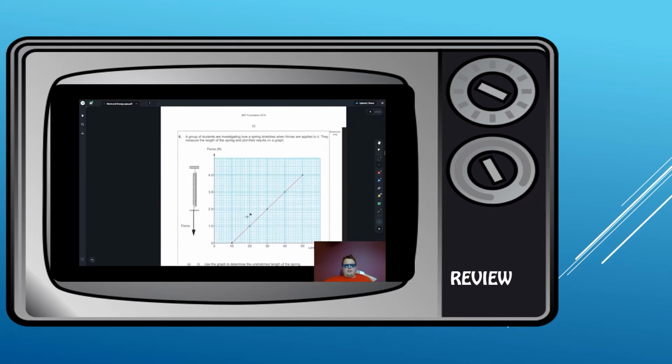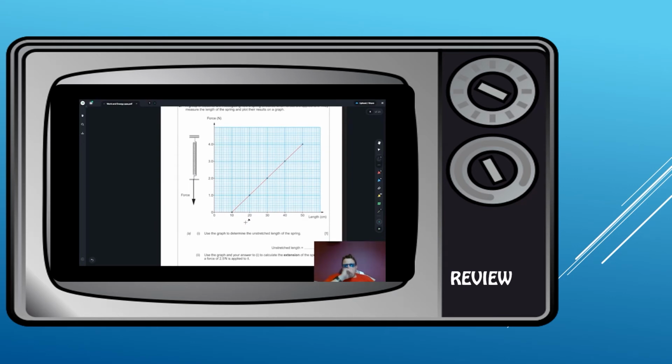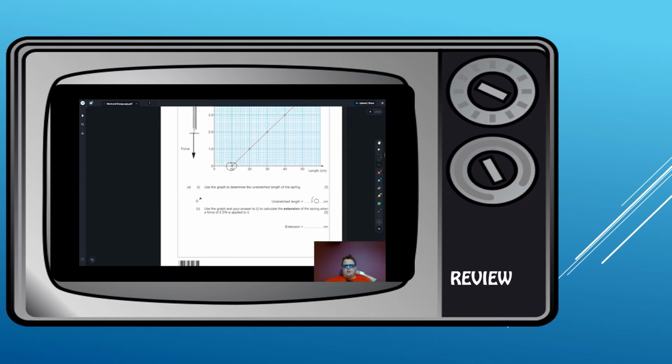Okay, right, so we've got another spring question. 2019 foundation, Question 6. Use the graph to determine the unstretched spring length. So that's going to be there. That's 10 centimeters. When we apply no force, that'll be the unstretched. Use the graph to calculate the extension when we apply 2.5 newtons. So 2.5 newtons gets us to 35 minus 10, which is an extension of 25. Because remember, extension's how far that spring stretches.